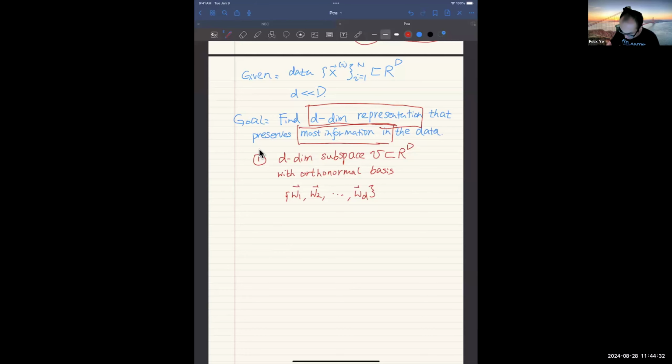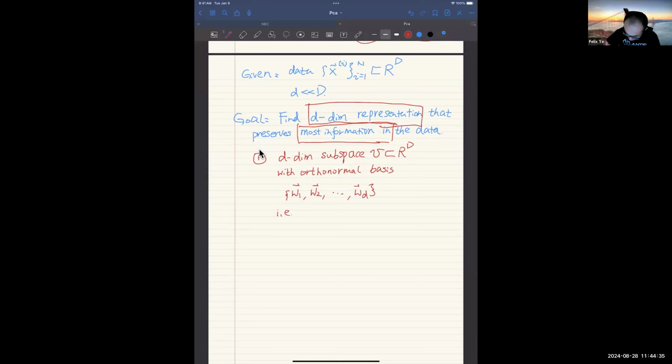So the key of this is, for the orthonormal basis, that means Wi transpose Wj is equal to 0, so that means they're orthogonal, for i not equal to j. And for each Wi, the 2-norm is equal to 1. So that means it has unit length. So this is how we parameterize this d-dimensional subspace.